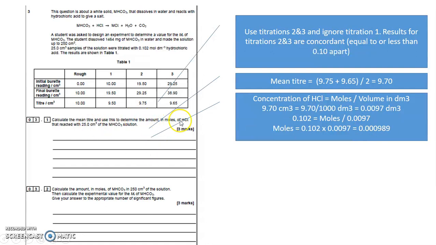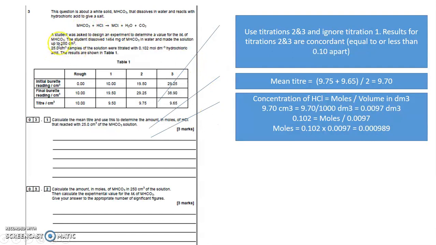So now I've got the number of moles of HCl that react with the MHCO3. Calculate the amount in moles of MHCO3 in the 250 centimetres cubed solution. Well, 1 mole of HCl reacts with 1 mole of MHCO3. So this number of moles, 0.000989, will also react with the same number, 0.000989 moles of MHCO3. So I've got the number of moles of MHCO3 as well.